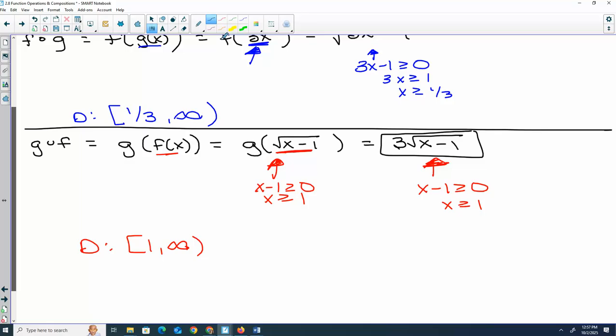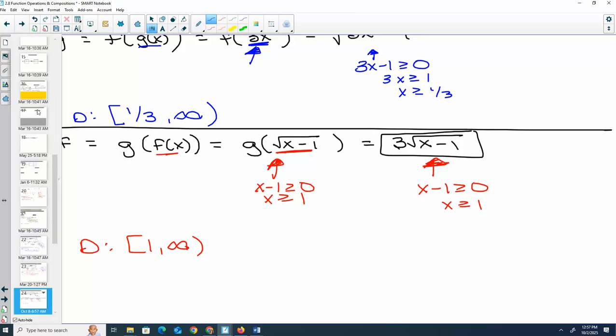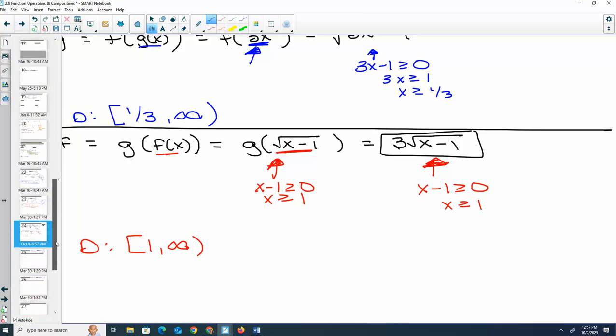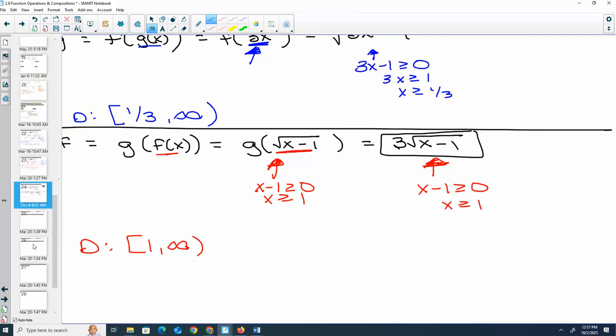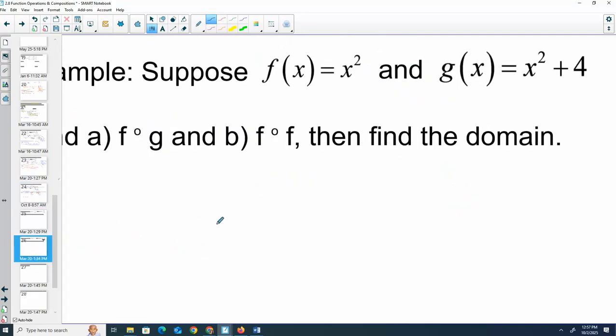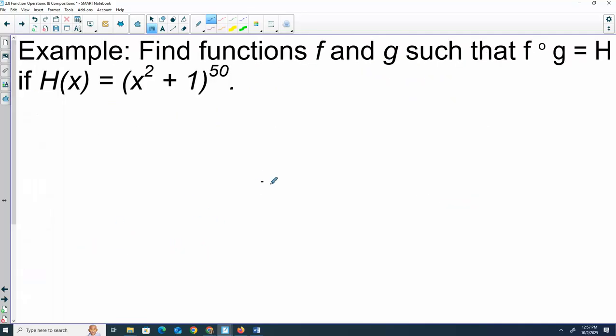Do we need another one like this? Let's look at this. Actually, you said that. Let's go to this one.